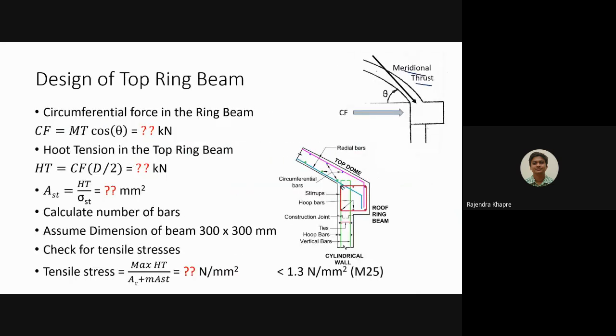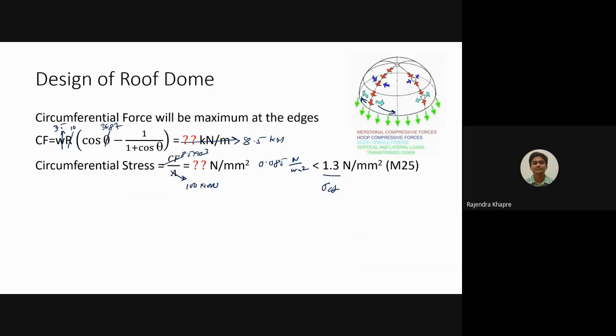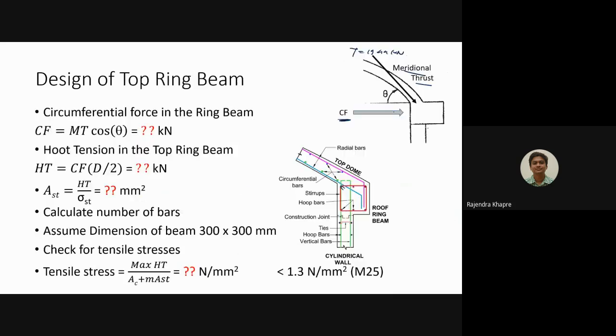So let me write down. This P value is something like 19.44 kilonewton. Now we have to calculate its horizontal component, that is the circumferential force. We just have to take the cos of this particular angle, where theta is 36.87 degrees. So all we have to do is substitute: 19.44 and theta 36.87. How much is this?